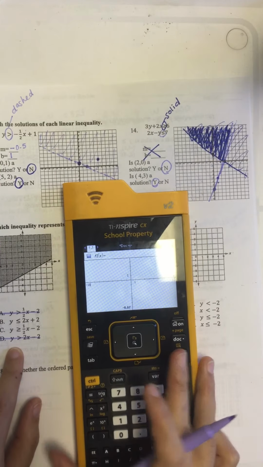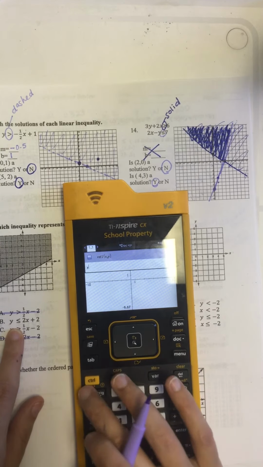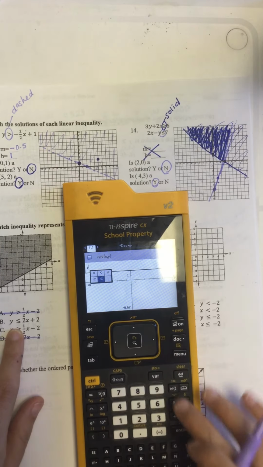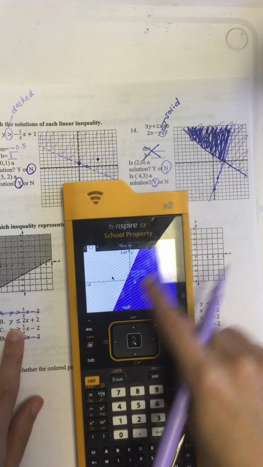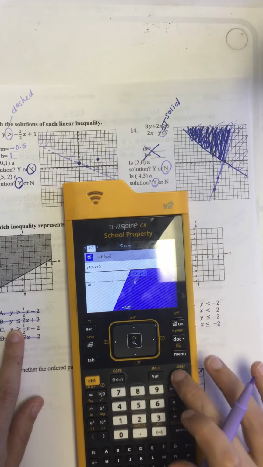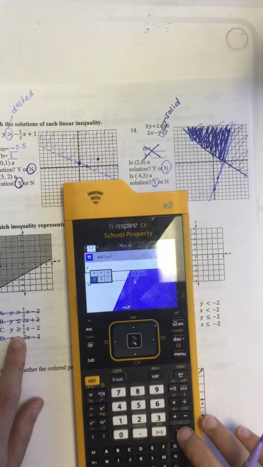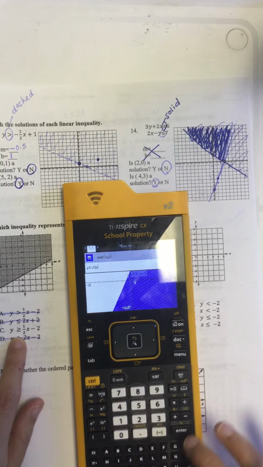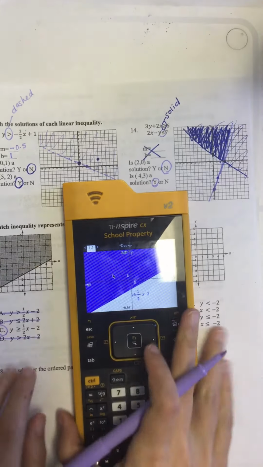Then I'm going to pick B and graph it. Y is less than or equal to 2x plus 2. That's shaded on the wrong side, so it can't be B. So I'm going to delete that out of there and make sure it is C. Y is greater than or equal to 1/2 x minus 2, and it matches, so that's correct.